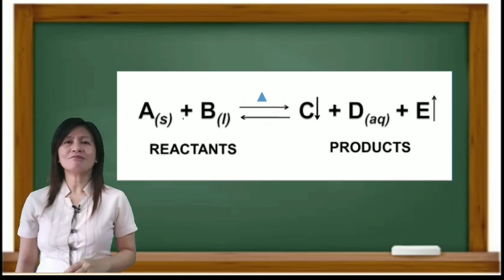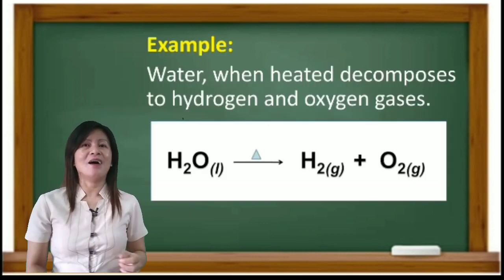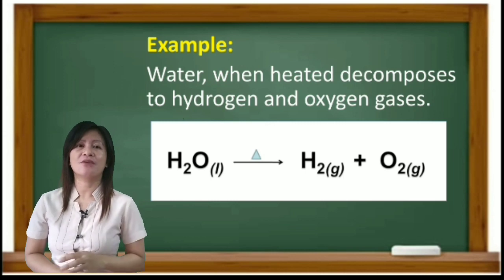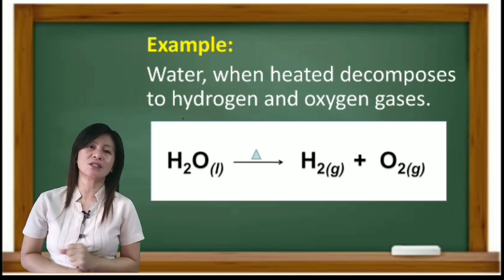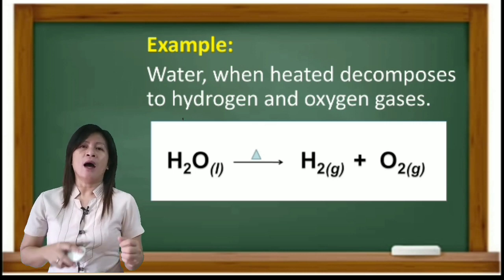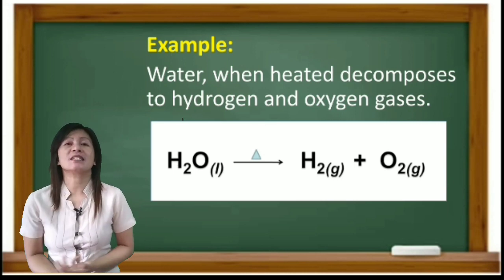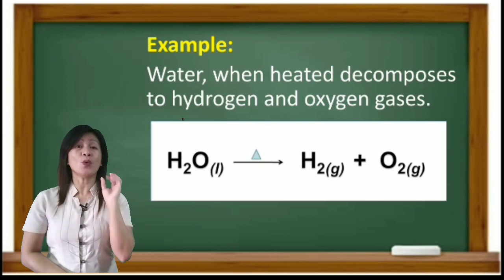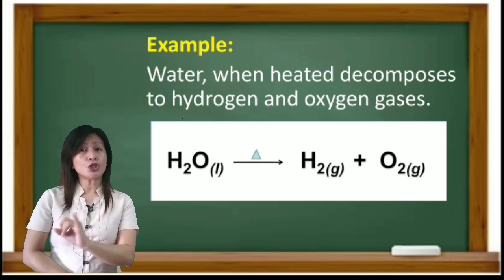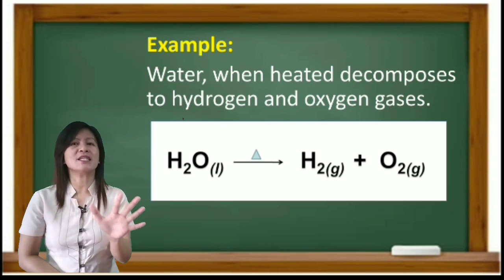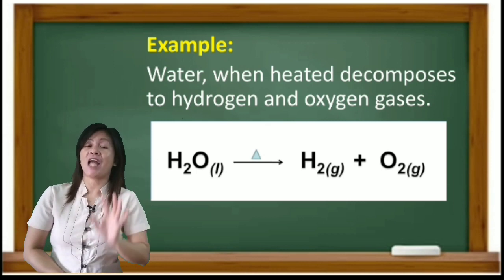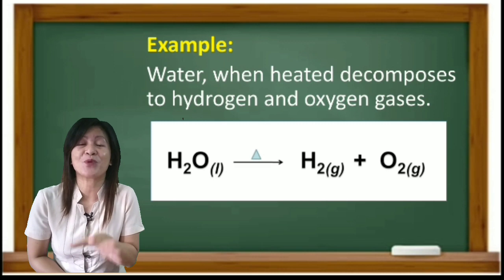Moving on, let's have this simple reaction. Water, when heated, decomposes to hydrogen and oxygen gases. So let's identify first the substances in the reaction. We have three: water, oxygen, and hydrogen. Which among these is or are the reactants? Which is or are the products?